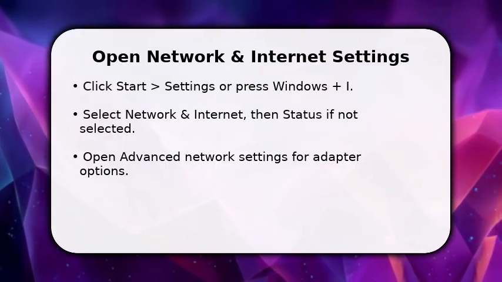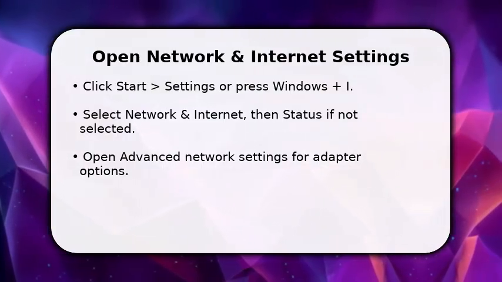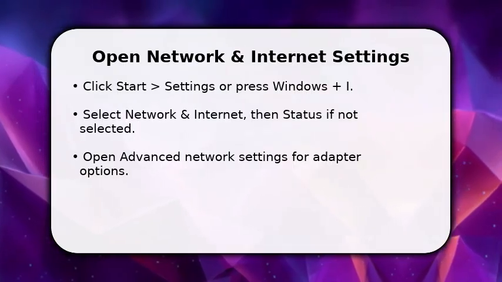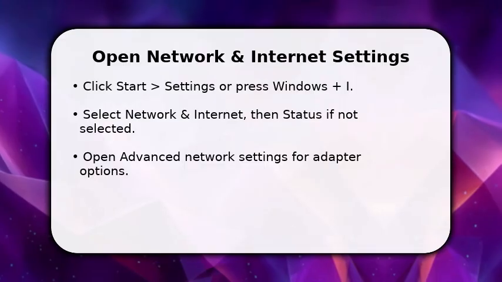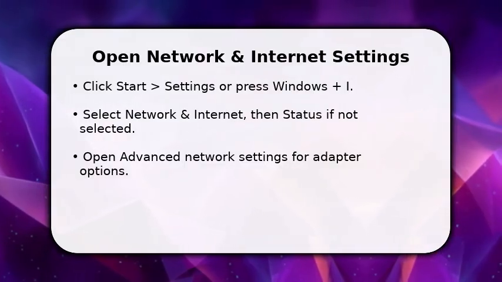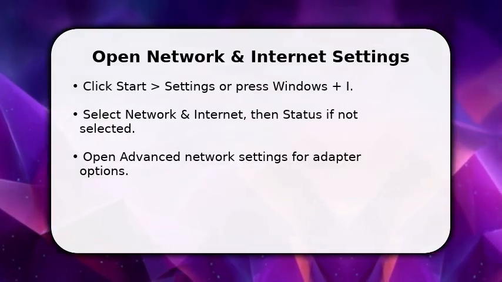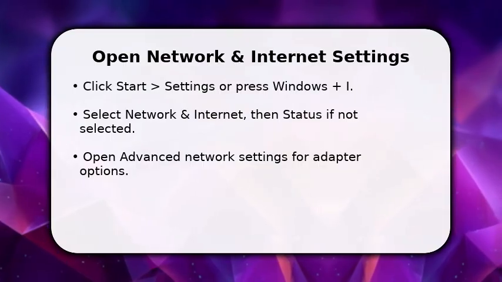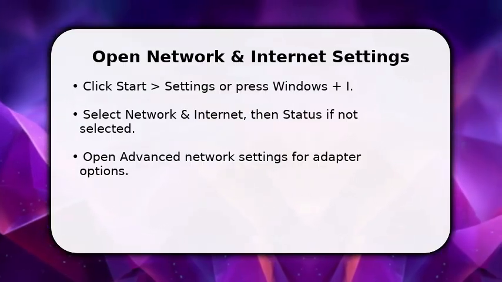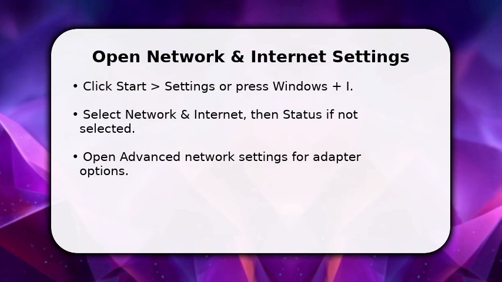Next, click Advanced Network Settings to access adapter options. This gives you the interfaces to change discovery and sharing. Make sure you use an administrator account so changes stick. Once you have the adapters list, move to the next panel to disable discovery and file sharing per adapter.